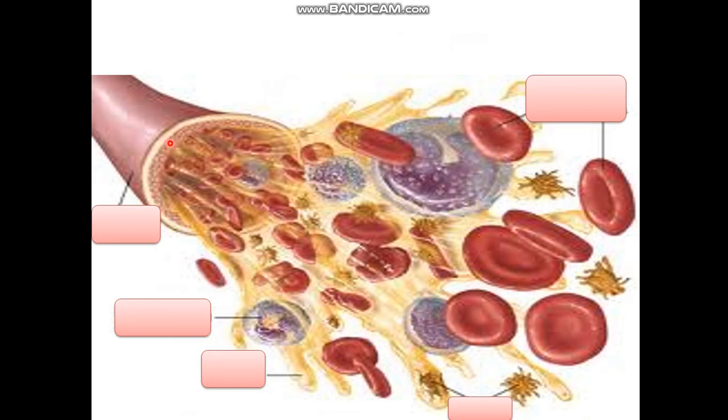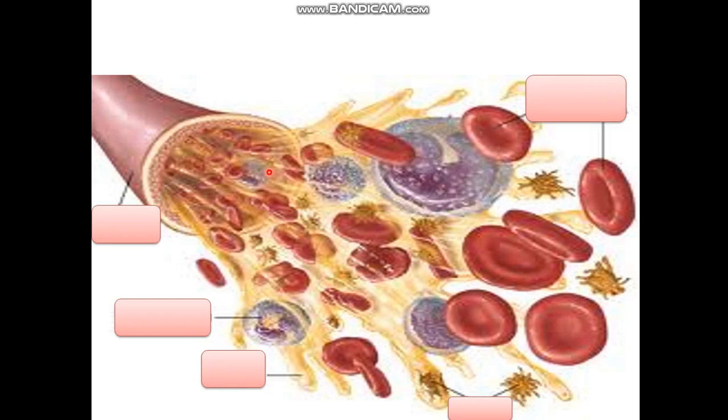So let us name the parts of the blood. Okay, this is a blood vessel. What do we name this part? It is a blood vessel. So what is the name of this part colored yellow, which is the liquid part of the blood? What do we name it? Okay, the name is plasma.